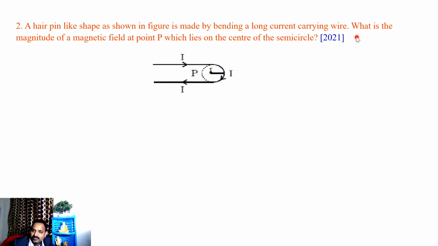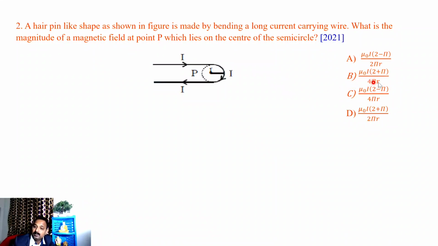So here what do we have to find? What is the magnitude of magnetic field at point P, which lies on the center of the semicircle? It was given in 2021, my dear student. Now, what are the options given? Option A, mu naught I bracket of 2 minus pi by 2 pi r. Option B, mu naught I bracket of 2 plus pi by 4 pi r. Option C, mu naught I bracket of 2 minus pi by 4 pi r. And option D, mu naught I bracket of 2 plus pi by 2 pi r.